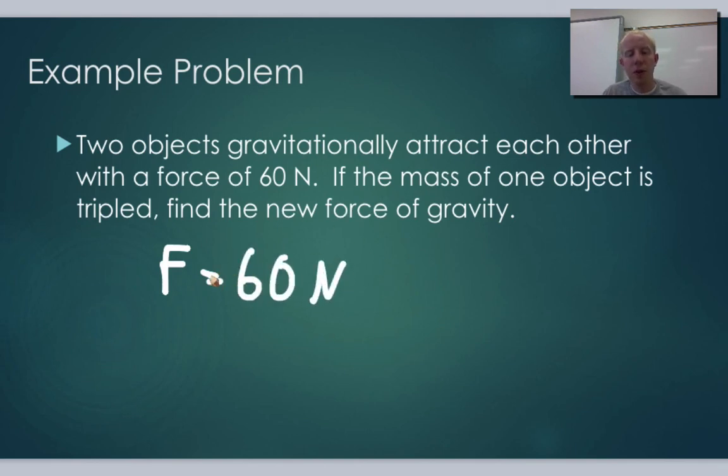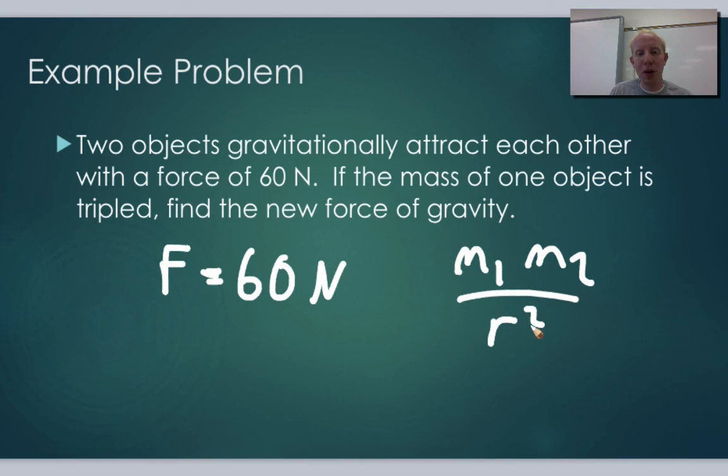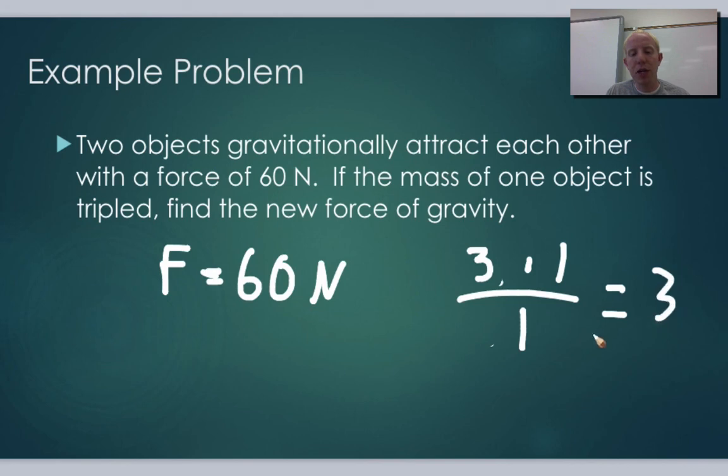Now, all that stuff on the right side was m1, m2 over r squared. We're not changing anything about R. The distance stays the same, so we can replace this with 1. One of the masses isn't changing. Let's just say M2 isn't changing, so we'll replace that with 1. And now M1 is tripled, so that's times 3. So we have 3 times 1 over 1, which all just breaks down to 3.